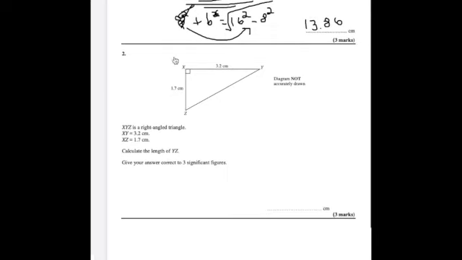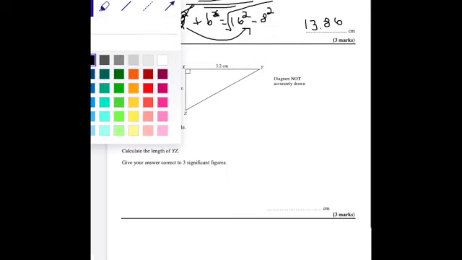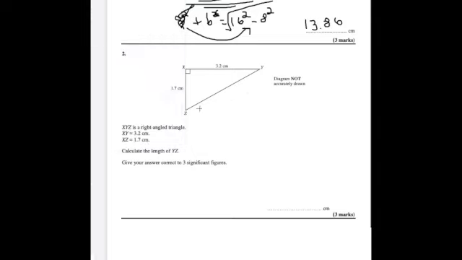Moving on to question 2. It's very similar to question 1, so you could give it a pause and see if you can do it yourself. If you can't, I'm just going to go through it. So I'll write out the formula again. It says XYZ is a right angle triangle. XY is 3.2 centimeters. XZ is 1.7 centimeters. It wants you to find the hypotenuse, so the diagonal, and because it's diagonal, you'll have to label that C.